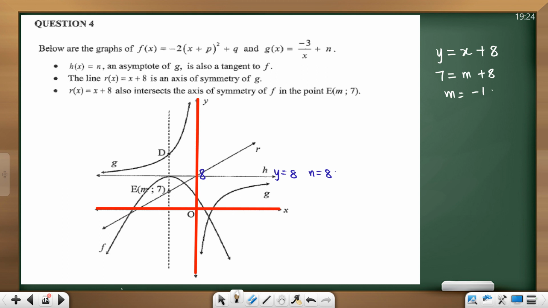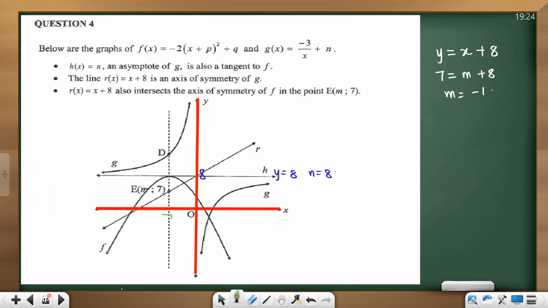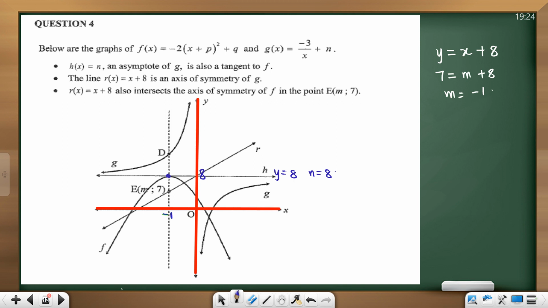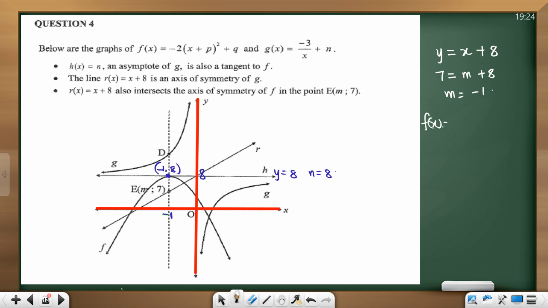There's a lot going on, and that's why we're taking it step by step. Already this is negative 1. Negative what? 1. So what is the coordinate of that point? Negative 1 and 8. So what is our f of x? Our f of x equals what? Negative 2. That sign must change. X plus 1 squared plus what? 8. Don't forget, x's are always what? Deceiving. Right. Okay, we're good.